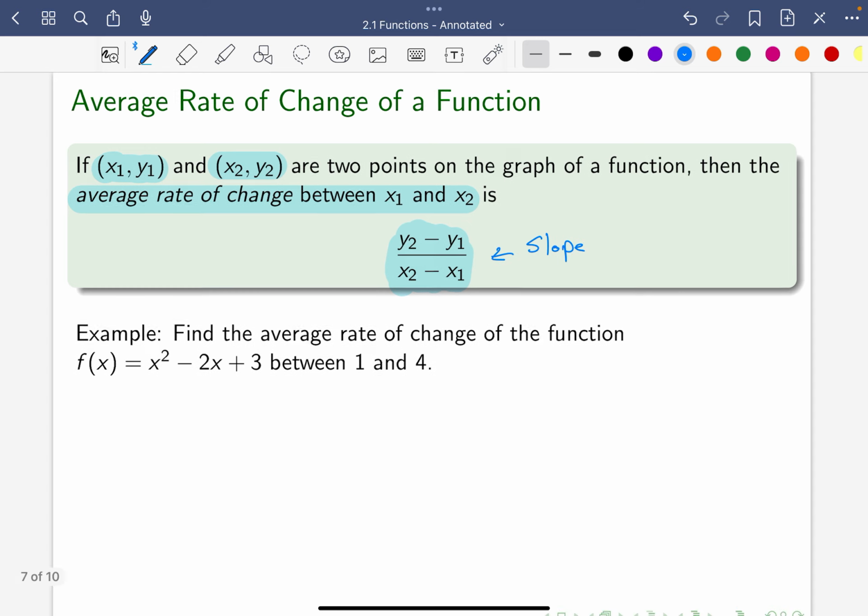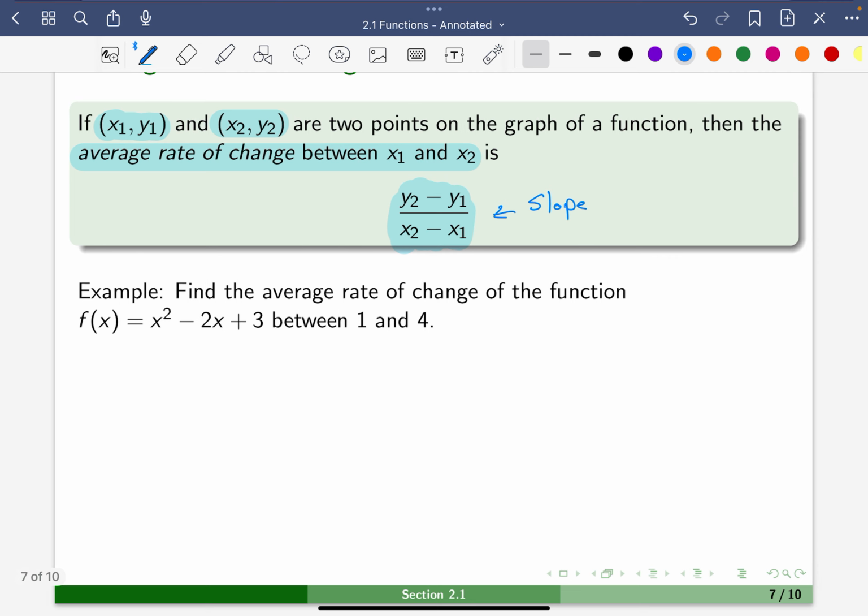So if we wanted to find the average rate of change of this function, f(x) equals x squared minus 2x plus 3 between 1 and 4, we need to find the y values. So if x1 is equal to 1, then y1 is going to be f(1). So it's 1 squared minus 2 times 1 plus 3. So 1 squared minus 2 plus 3 is 2.